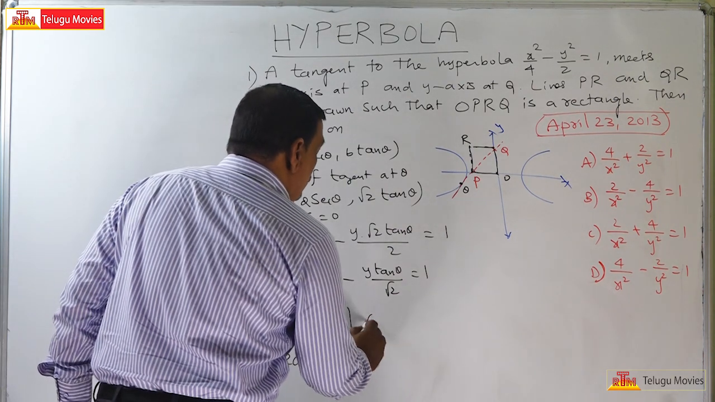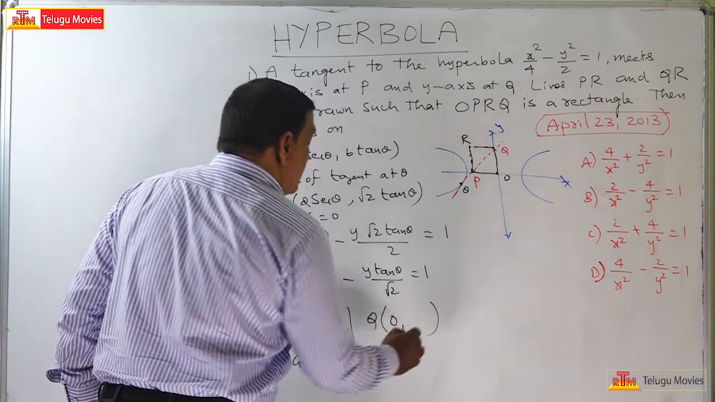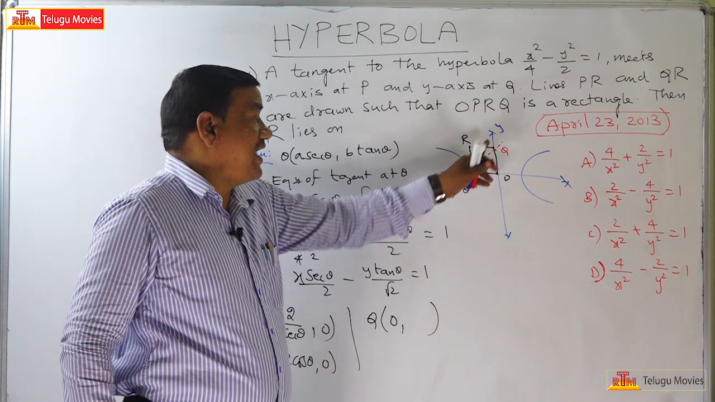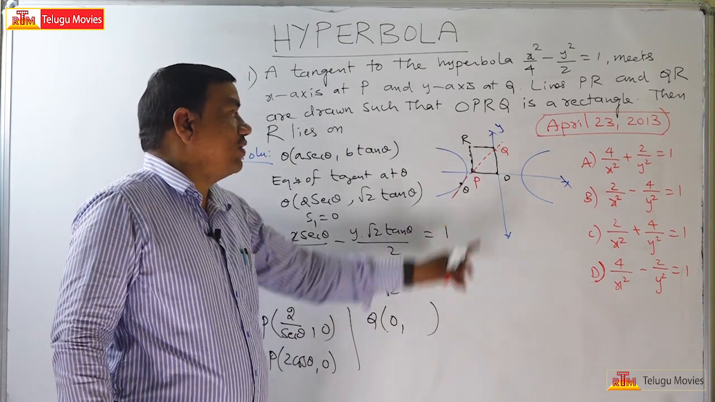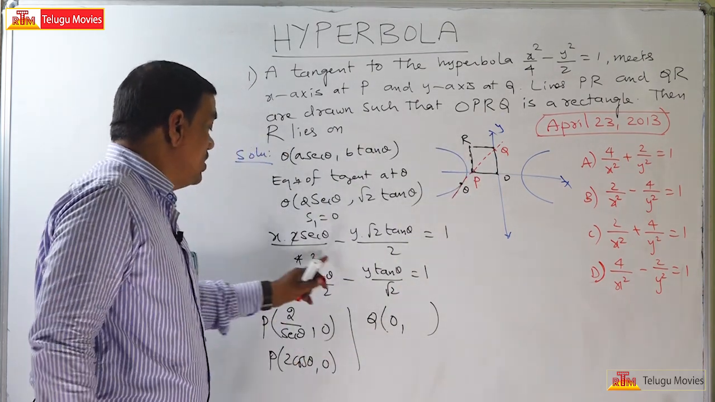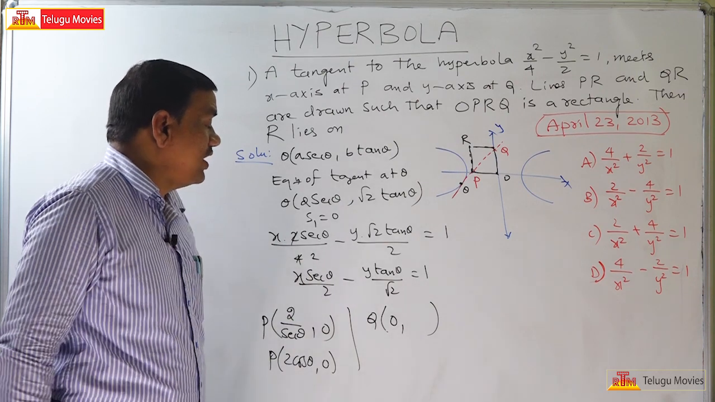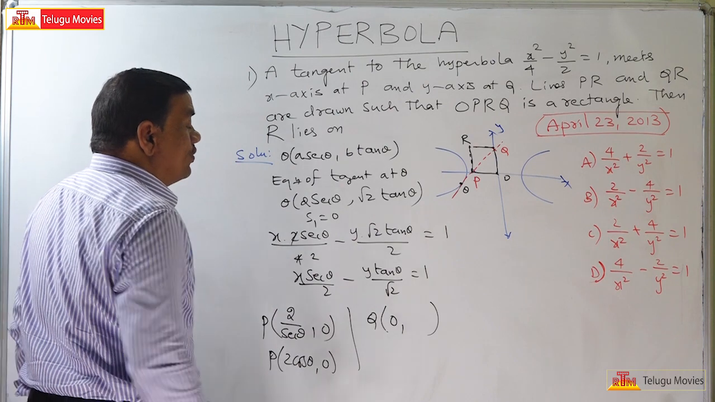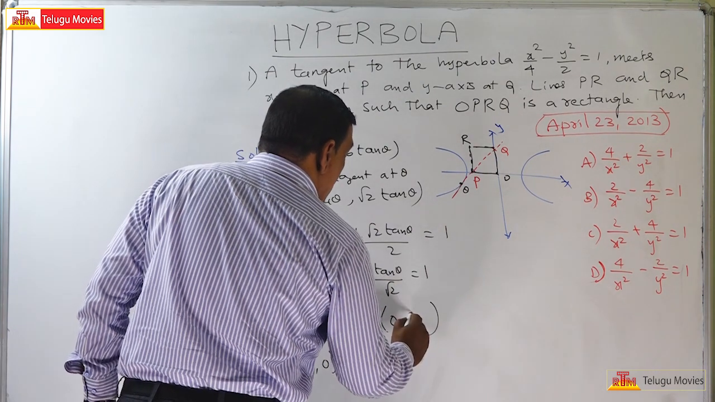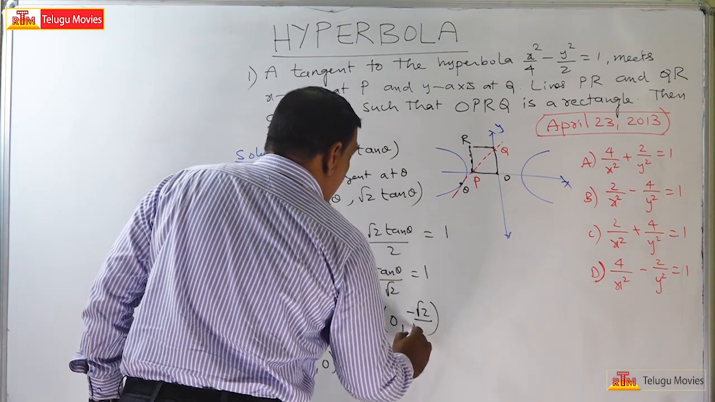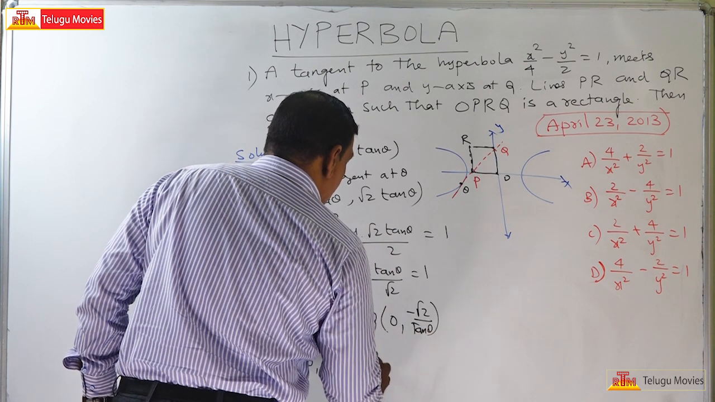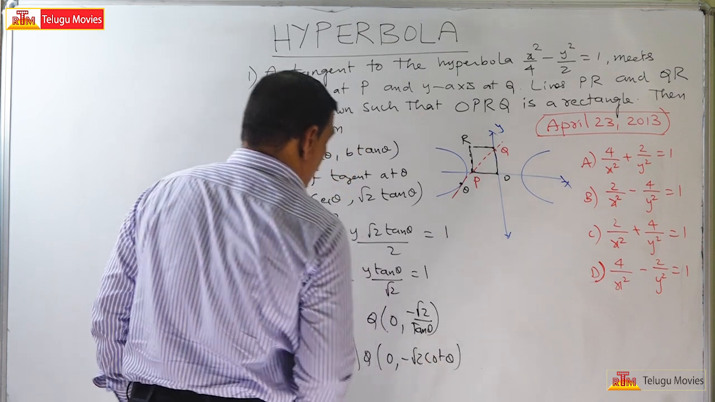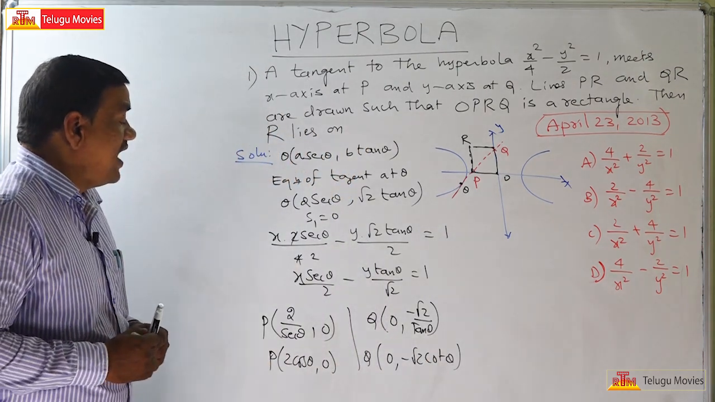Now how to find the Q point? On the y-axis, the x coordinate is 0. Substitute x is equal to 0 here. This whole term is 0, therefore your y value is minus root 2 by tan theta. Clearly speaking, Q is 0 comma minus root 2 cot theta. That is the P value and Q value.